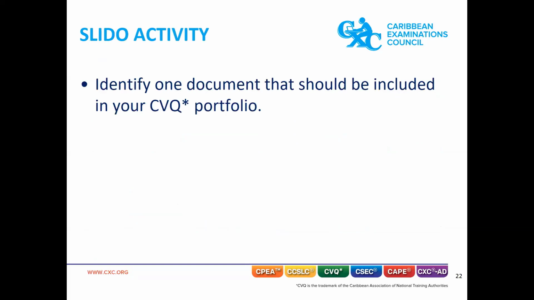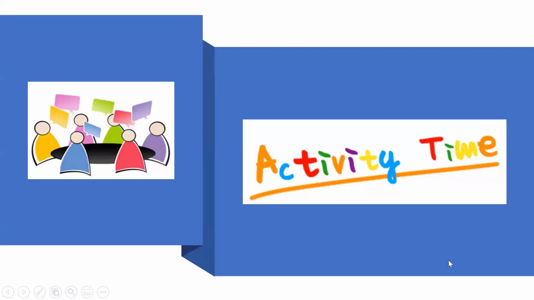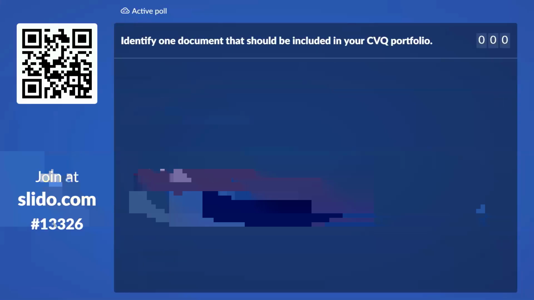And then this final Slido activity. Wake up, wake up. Identify one document that should be included in your CVQ portfolio. Identify one document or one piece of evidence that should be included in your portfolio. I'm giving you some time to go to the Slido. You know I love to use the Slido, and you know I love to see you using the Slido, my dear tech-savvy students and candidates.